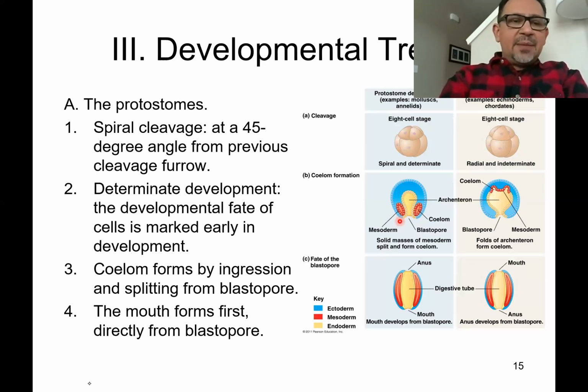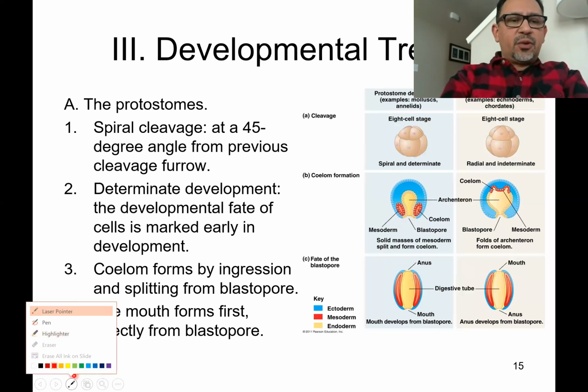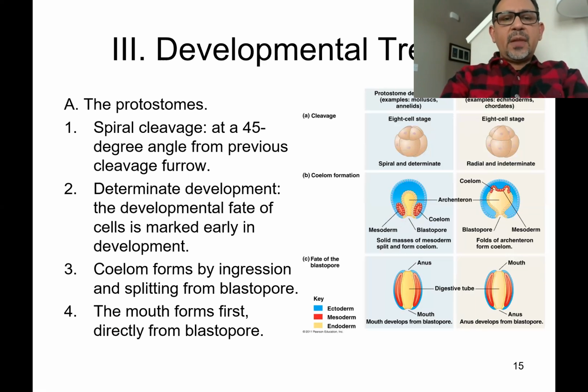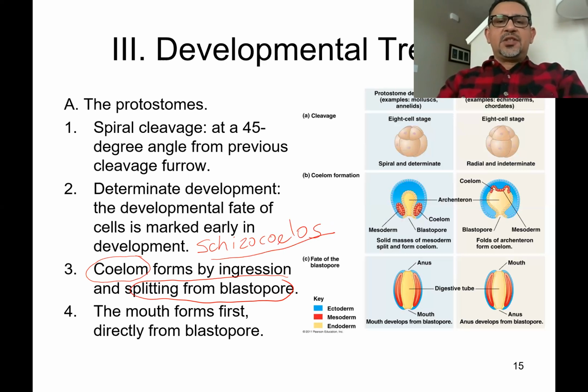And there is a name that I want to write over here that will be useful for later reference. So when the coelom forms by splitting from the blastopore, these animals are going to be known as schizocoelous. I'm missing a U over here. Schizocoelous. Schizo means split, and coelous is making reference to the coelom.